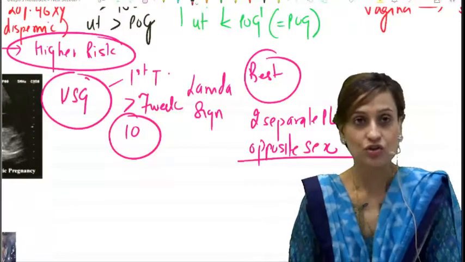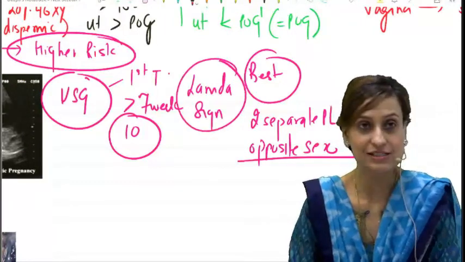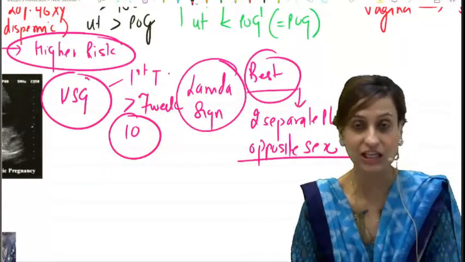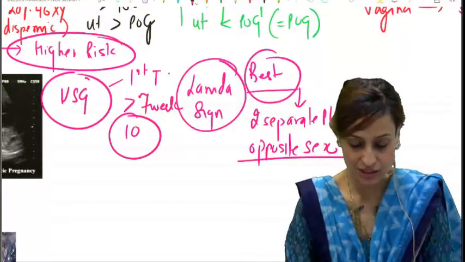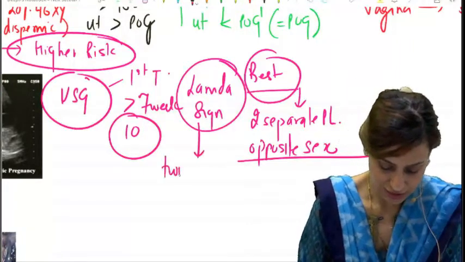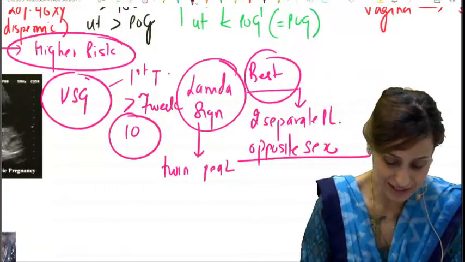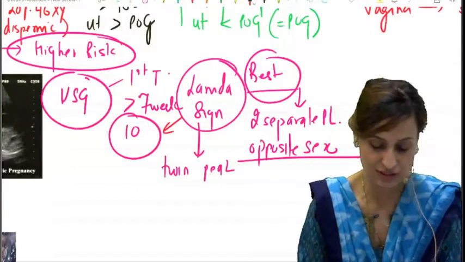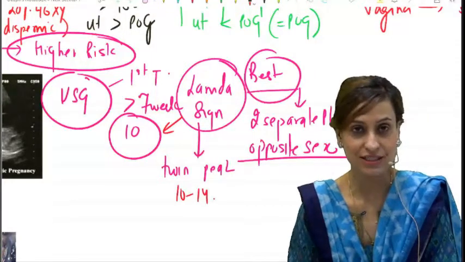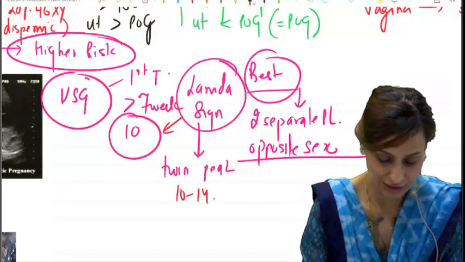right? So lambda sign is definitely a sign of dichorionicity, but that's not the best sign. So we are saying that the best signs have to be either seeing 2 separate placentas or opposite sex twins. Remember, the lambda sign is also called twin peak sign, and as I said, the best time to see this is at 10 weeks. The range is 10 to 14, but the best time to see it is 10 weeks, right?